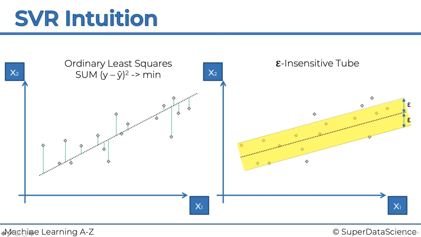And what does that mean? Well, that means that any points in our dataset that fall inside the tube, we will be disregarding the error. So basically, this tube, think of it as a margin of error that we are allowing our model to have and not care about any error inside here.